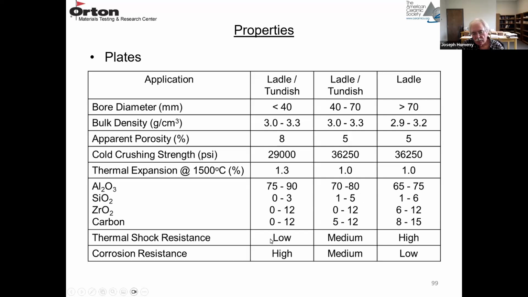you're going to have low, medium, or high thermal shock resistance, or high, medium, and low corrosion resistance. So the composition in the middle here optimizes both thermal shock resistance and corrosion resistance. So the higher the alumina content, that generally gives the highest corrosion resistance. The higher the carbon content, that tends to give high thermal shock resistance.